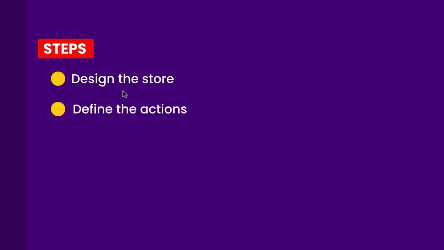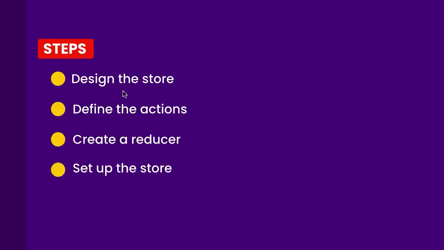So now let's look at the 4 steps that you need to follow when you want to build a Redux application. First, you need to design the store. You need to decide what you want to keep in the store. Next, you need to define the actions. What are the actions that the user can perform in this application? Next, you create 1 or more reducers. These reducers take an action and return the updated state. And finally, you need to set up the store based on your reducer. Over the next few lessons, we're going to look at each of these steps in detail.